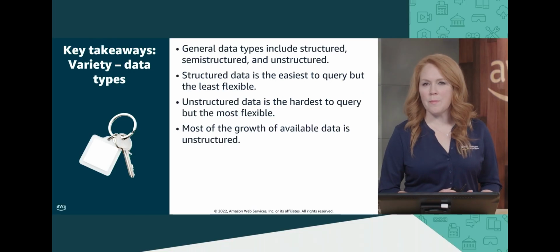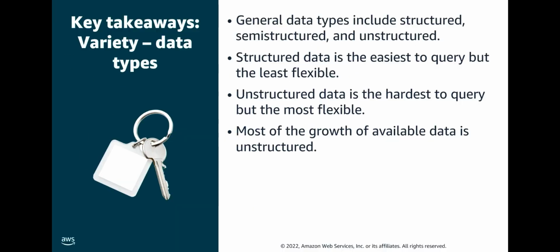Here are a few key points to summarize this section. The three general types of data are structured, semi-structured, and unstructured. Structured data, such as a relational database, is easy to query and process, but not very flexible. Unstructured data, on the other hand, is very flexible, but more difficult to work with. Most of the data growth in recent years is of the unstructured type.